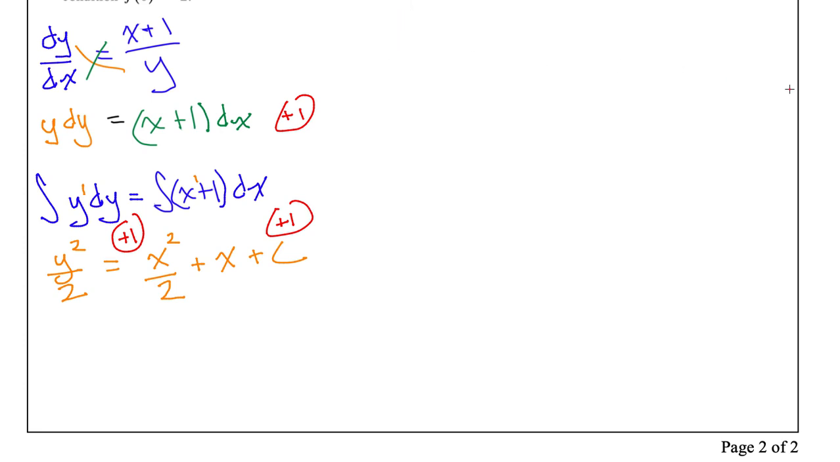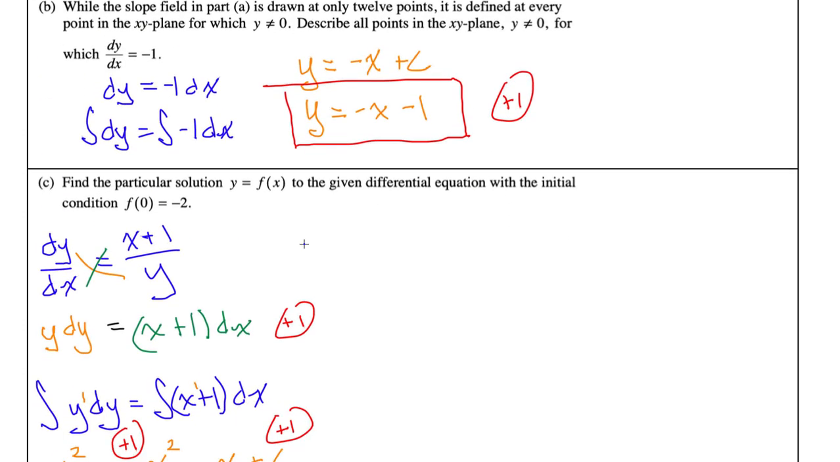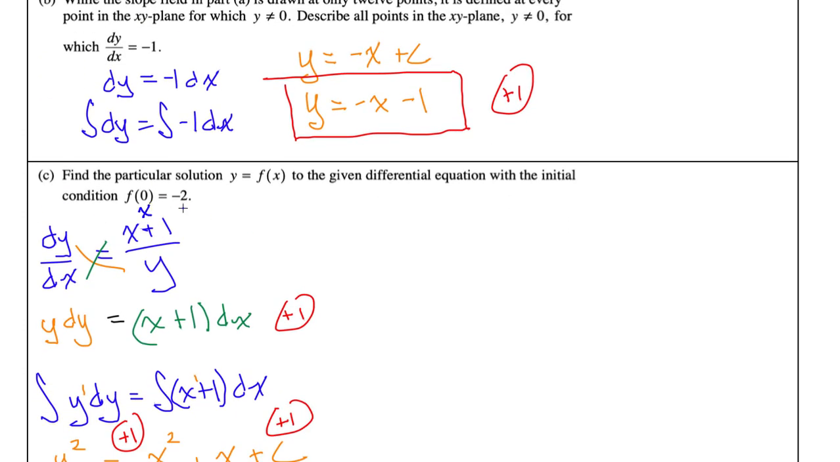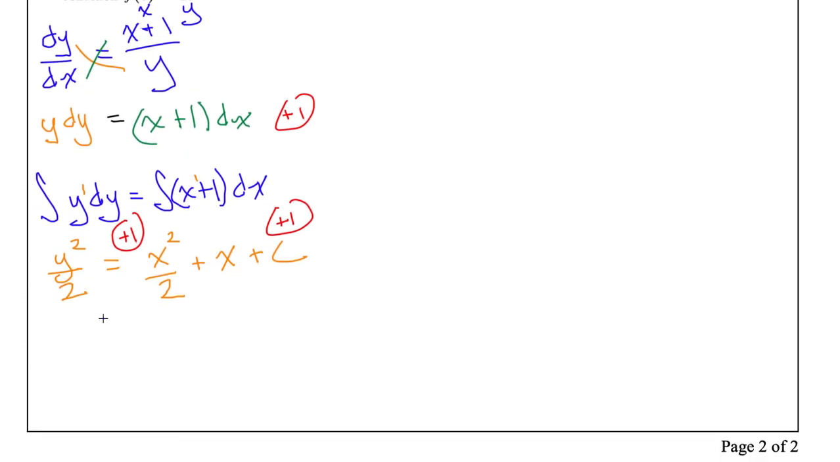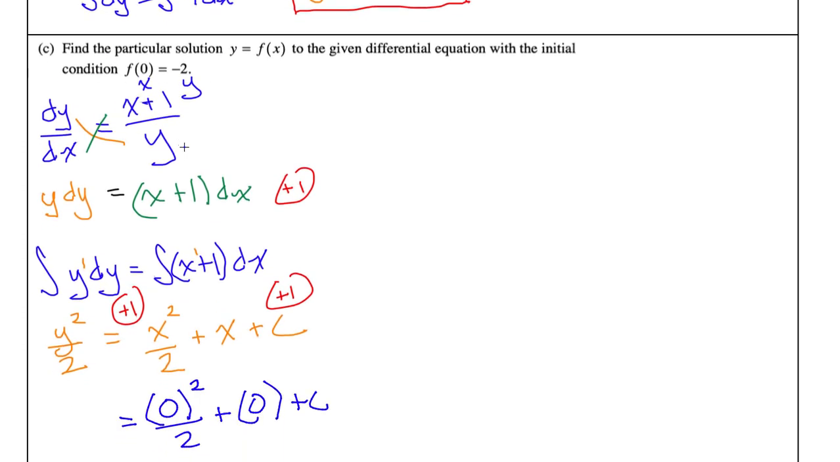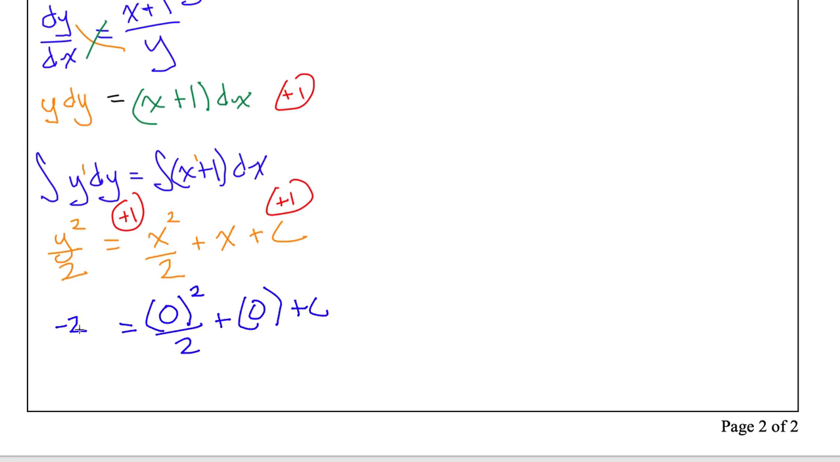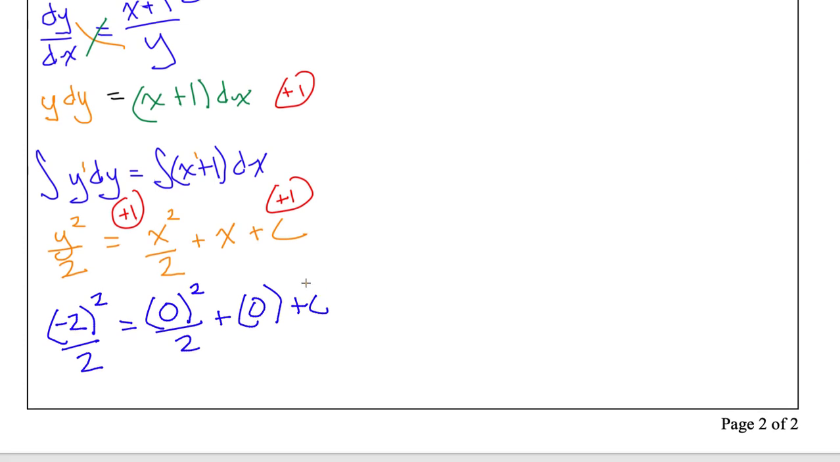All right, so next we need to evaluate. Our initial condition is x is 0, y is -2. So our x right here is 0 squared over 2 plus 0 plus c, and that has to be equal to -2 quantity squared over 2 on the left. You do, in my class, need to simplify. My class is a little bit harder than the AP test, right?